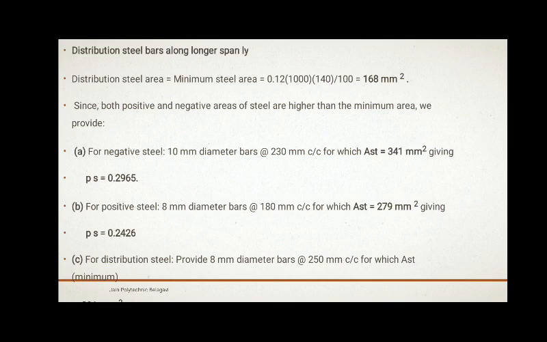For negative steel, 10 mm bars at 230 mm center to center, for which Ast is equal to 341 mm square, giving a percentage of steel of 0.29%. And similarly for positive steel, we are providing 8 mm diameter bars at 180 mm center to center, where the Ast which we are having is 279 mm square, giving a percentage of steel of 0.2426%. Thank you.